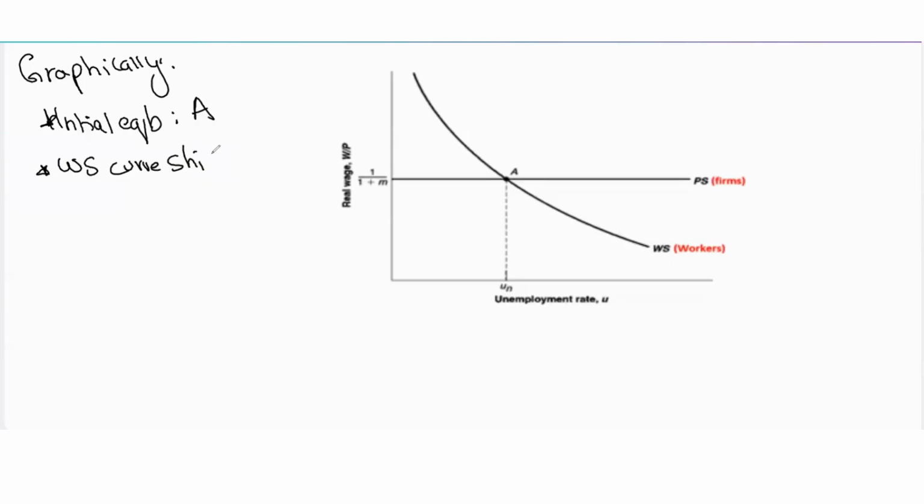shifts down because workers are willing to accept a lower wage for any given level of U. WS curve shifts down. So we can represent this as a downward shift. So this is WS prime now, and this represents the wage workers demand. So now when the WS curve shifts down, the new equilibrium is going to be at point A prime.